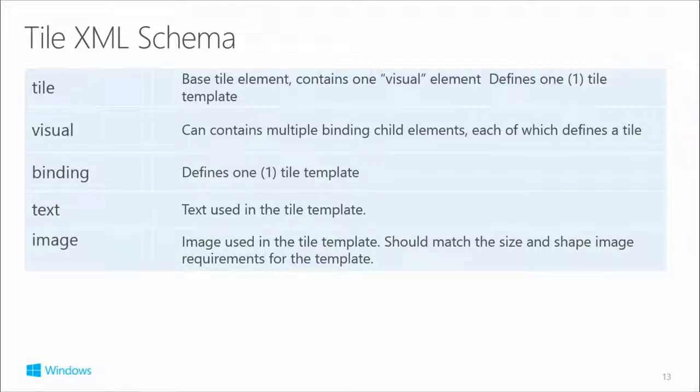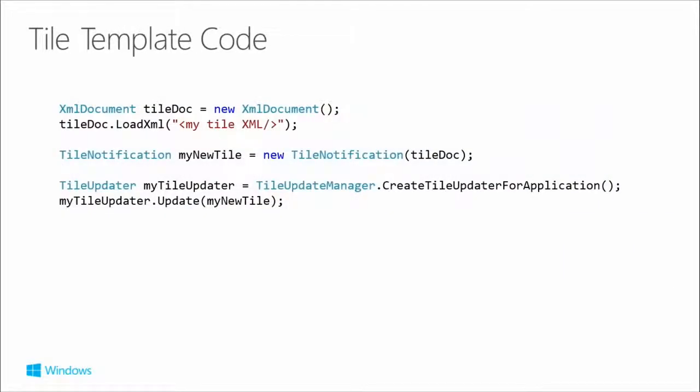So the tile XML schema is defined a little more clearly in this table. Like I said before, you've got your tile, you've got your visual. The binding defines a single tile template, and then inside of that you're going to have text, which gives you the different text elements inside of your tile, and image, which defines the different image sizes or image elements in your tile. Your images should match the size and shape image requirements of the template. That's just one thing you should do for a good user experience.